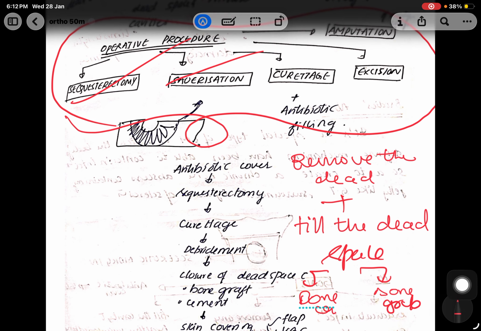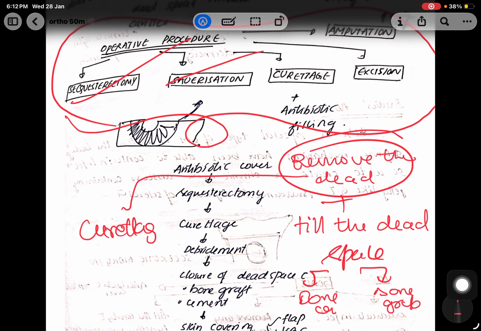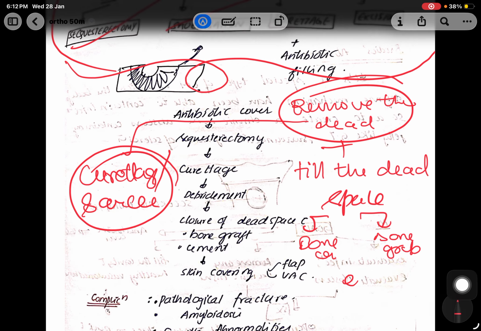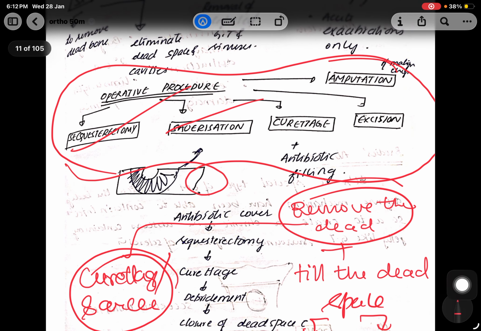After removing the dead bone, obviously, if you want, you can go with curettage or saucerization. Then if required, you can excise the bone to an extent. But do we do amputation these days? No, we are not in that era in India.